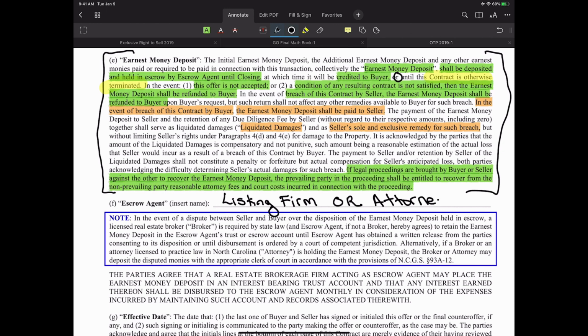Hey, Chris, did you notice that there's this blue paragraph underneath? And what it's basically saying is, you know what? If there is any disagreement about the earnest monies, whether it's us as the listing agent or the attorney, we cannot disperse them. So if somebody wants their earnest monies back, whether it's the seller because the buyer has breached, or the buyer wants their earnest money back because they've walked away during due diligence, in that little note it says, hey, these monies are going to be held up until there's agreement.